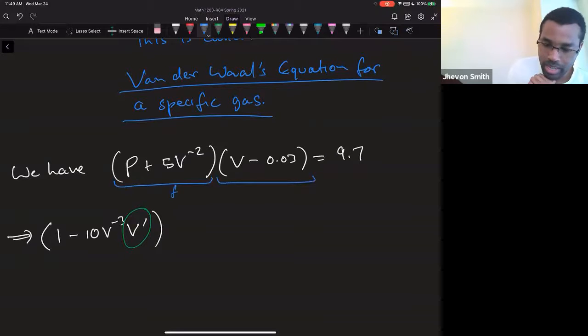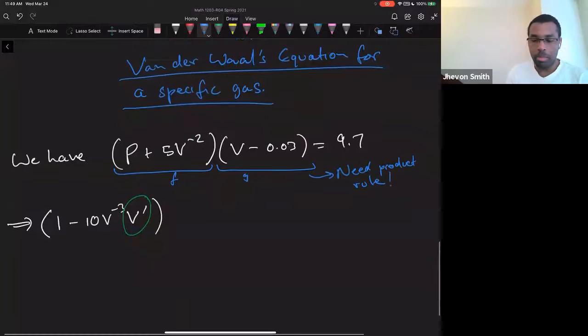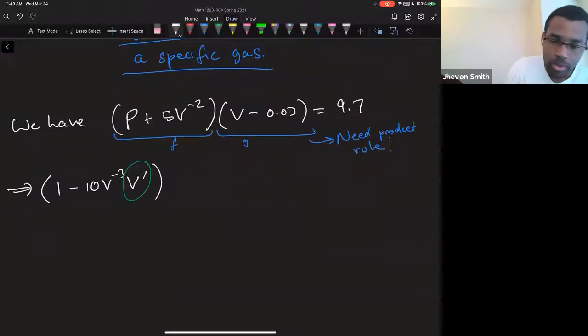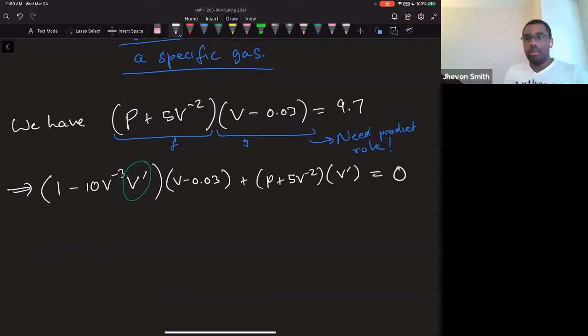So here, finally, I have two functions like f and g, so we need the product rule. Now I could multiply this out, but I would still end up with a P times a V, which I would need the product rule for anyway. So might as well just use it now. The product rule is still a thing. So I differentiate one term, leave the second term, plus now I leave the first term, differentiate the second term. All the old derivative rules are still a thing.